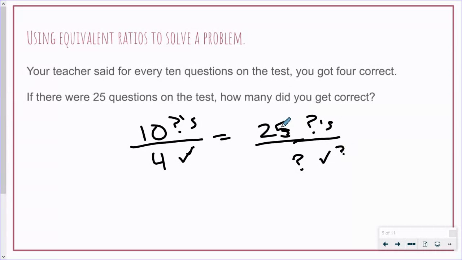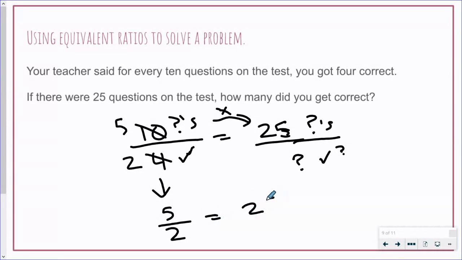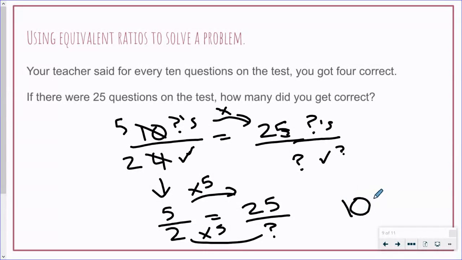All right, so here is where we can't go from A to B, so we have to go around to C because we cannot multiply to get from 10 to 25. So what we're going to do is reduce this ratio to 5 to 2, because if I divide 10 and 4 by 2, I can simplify that ratio. So now I can go from 5 to 25 by multiplying by 5. 5 questions times 5 would be 25 questions. 2 correct times 5 would be 10 correct.